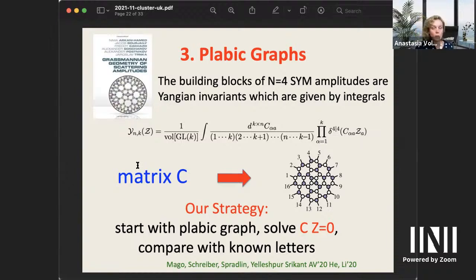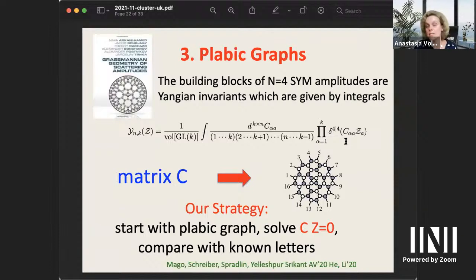So each Plabic graph comes with a matrix C, which, given certain parameterization, you can write for various reasons which I'm not going to describe. The building blocks of the amplitudes are described by the following integral, which has a delta function of C times Z. C is the matrix associated with Plabic graphs, and Z are the same Z's, endpoints in P3.